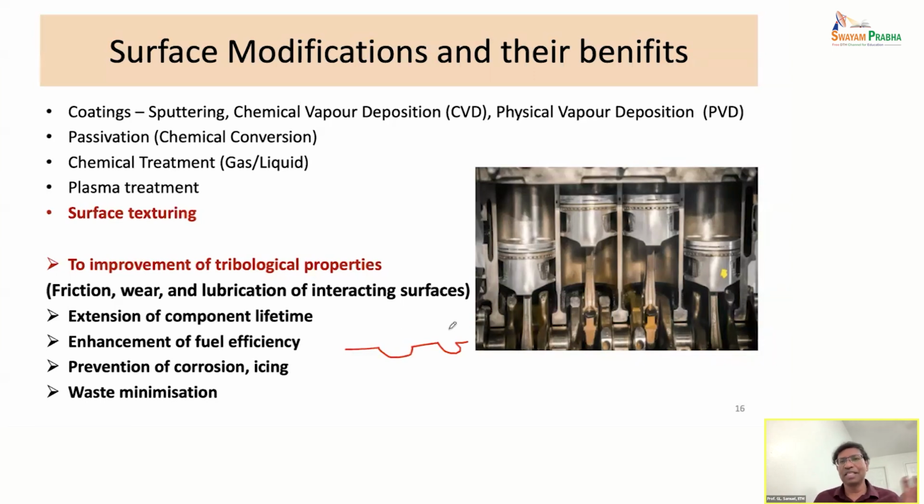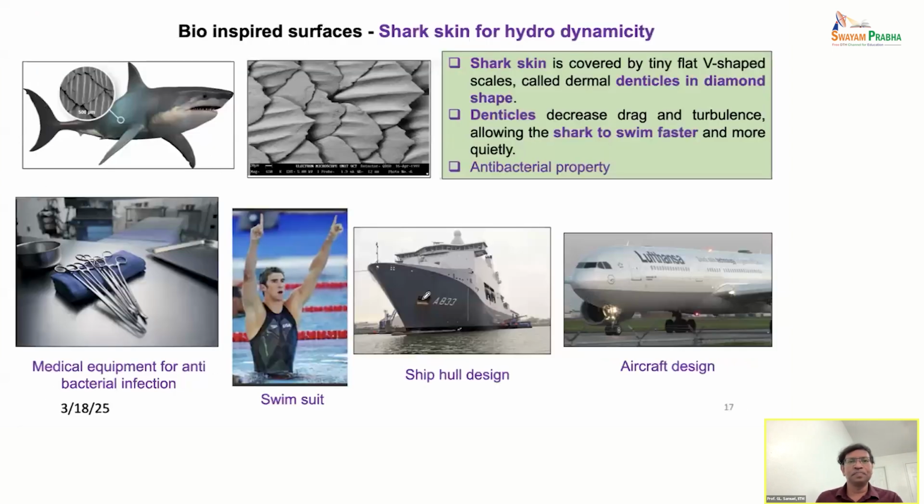Thus, by surface modifications, and that too by the method of texturing, we can improve all these tribological properties. And there are other benefits also, like we can extend the component life, we can enhance the fuel efficiency in IC engines, or we can prevent corrosion and even icing on aircraft wings and other surfaces which are exposed to low temperatures, and then we can even reduce waste.